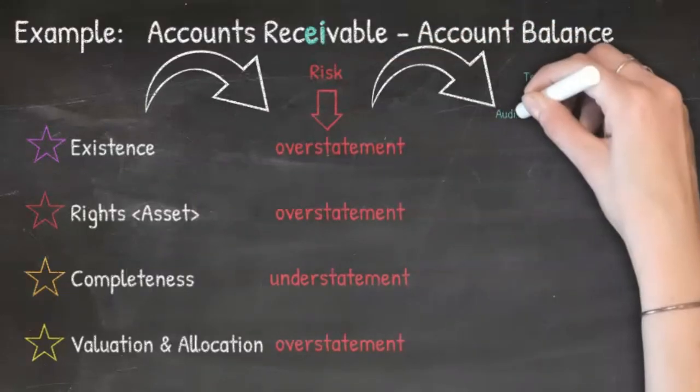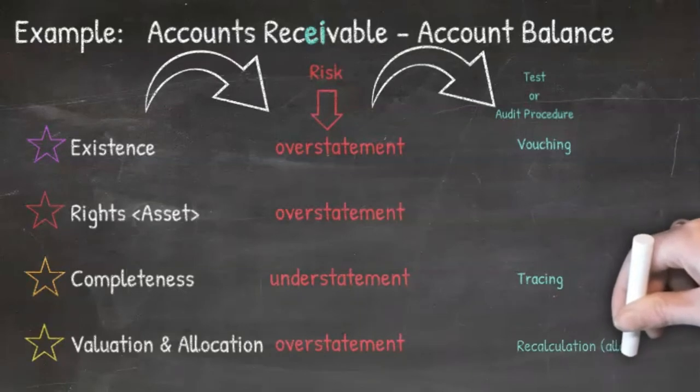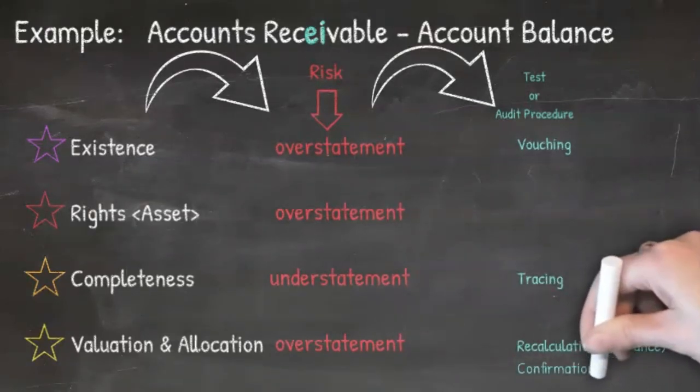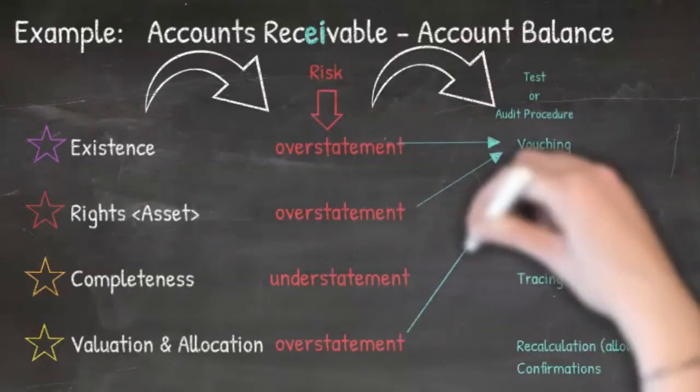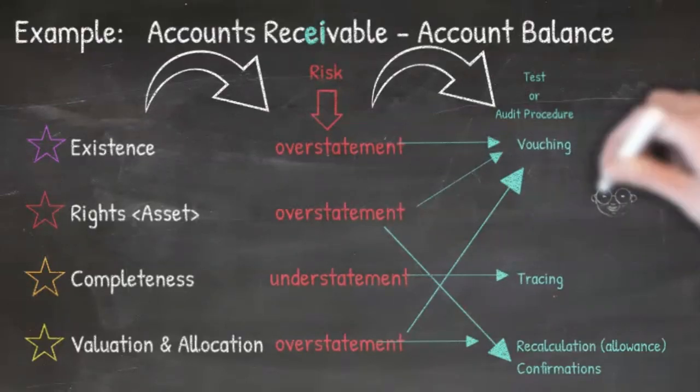My main substantive test for this might be vouching. Vouching is a powerful tool to test for overstatements. I can check a lot of boxes with that test. While I'm at it, I might do some recalculation within the same sample to gather evidence of valuation by doing some recalculation, just checking the math. I might even add positive confirmations on customer accounts over a certain dollar threshold.